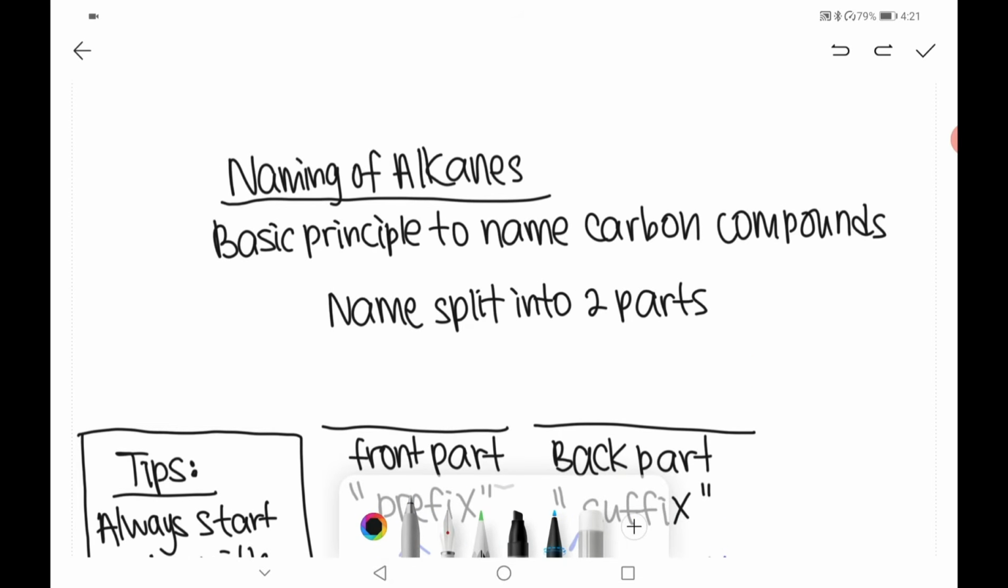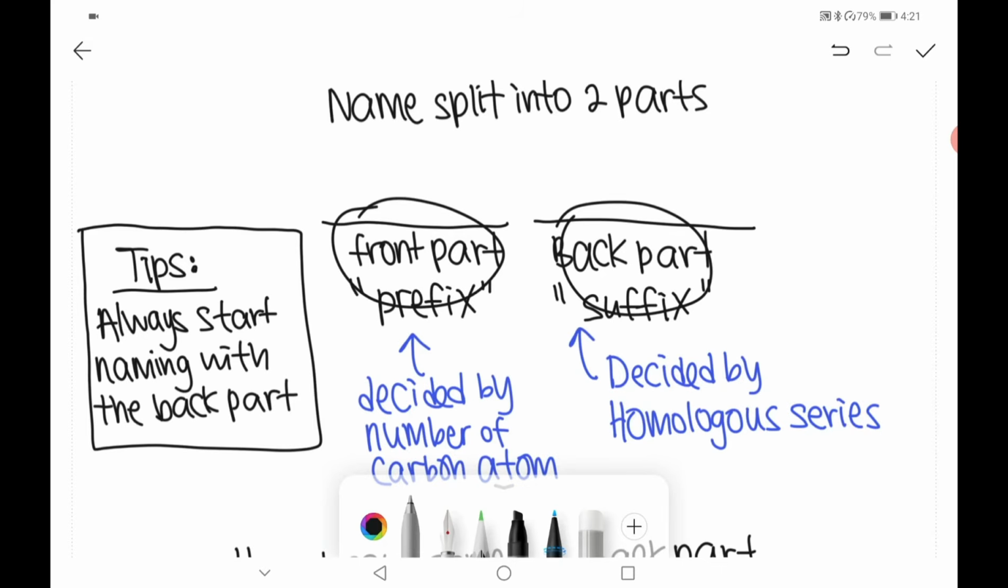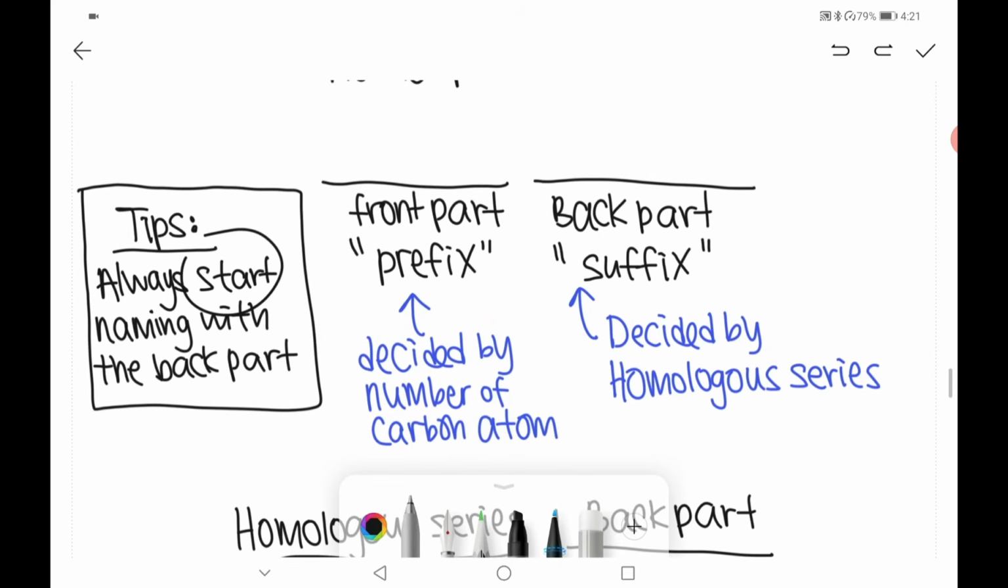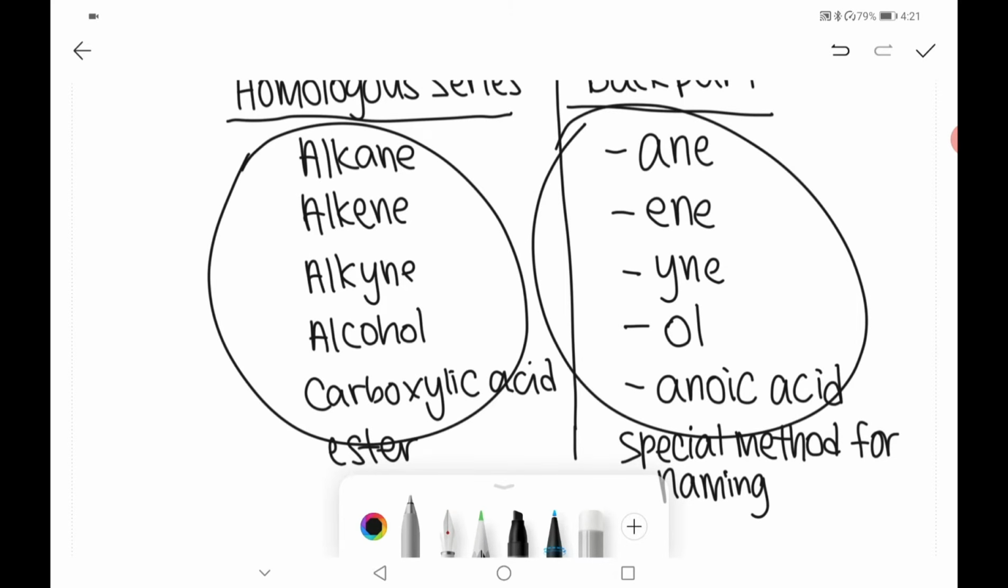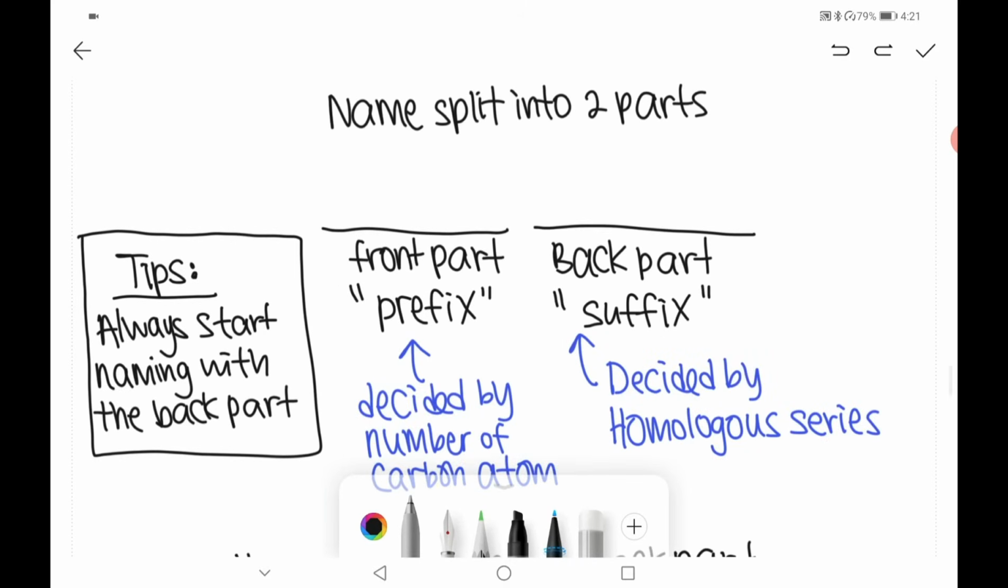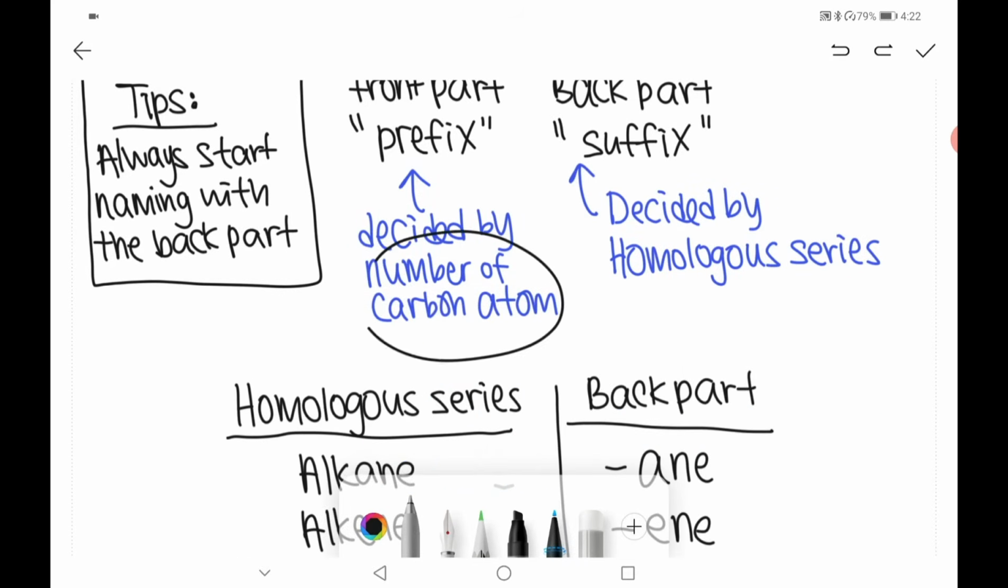If you want to name the substance, this is the basic concept. Split the name into 2 parts: the front part and the back part. Always start from the back. For the back part, we need to check the homologous series, and this is the back part that you need to know. After we name the back part, then only we name the front part. The front part is decided by the number of carbon.